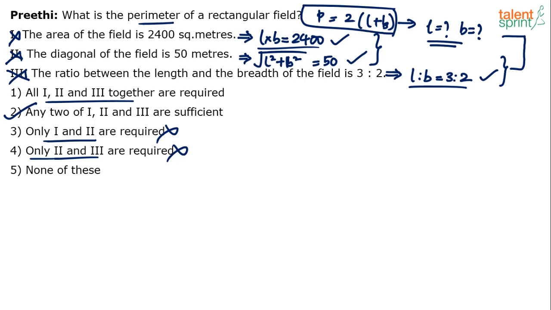Yeah. Maybe some of you have found that 1 and 3 are enough. L into B is 2400, L used to be 3:2, so I can use 1 and 3 to get the answer. But 1 and 3 is not given in the options, so maybe you have marked option 5, none of this. But remember, any two of these three can be used. Alright? See what it says.